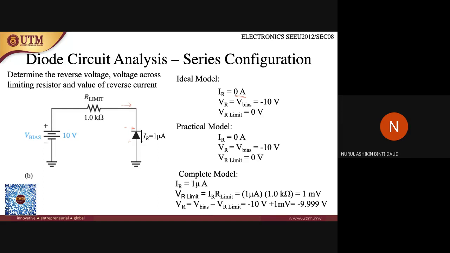But for the complete model, IR is equal to 1 microampere because there is a reverse current given here. So it means that IR is equal to 1 microampere. It is given. VR limit is equal to IR times R limit. So IR, 1 microampere, times 1 kilo ohm. This IR is a reverse current. Usually it is also known as dark current.